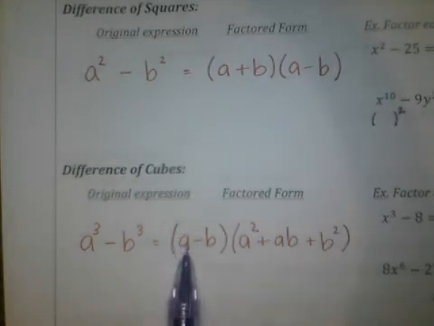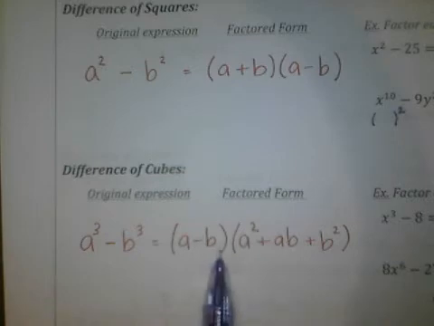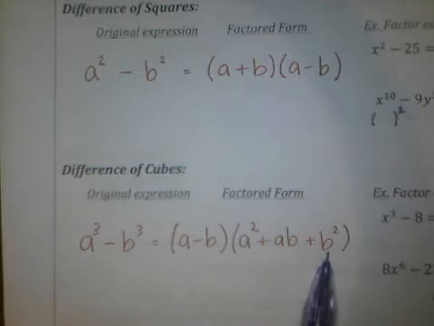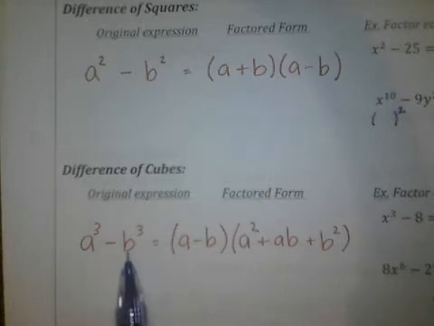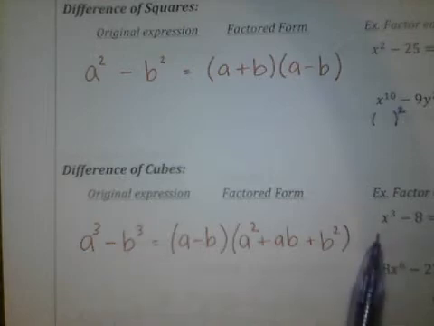So this formula is a minus b as your first binomial, and then a trinomial, a squared plus ab plus b squared. The basic idea is the same. I'm going to try and figure out something times itself 3 times that equals the first term, and something times itself 3 times will equal the second term. Let's look at an example.